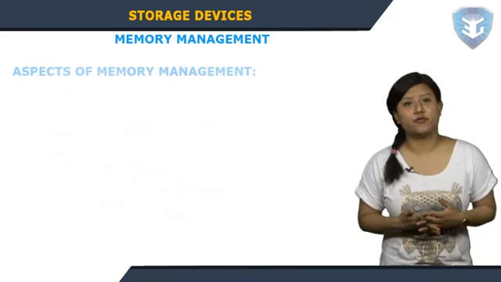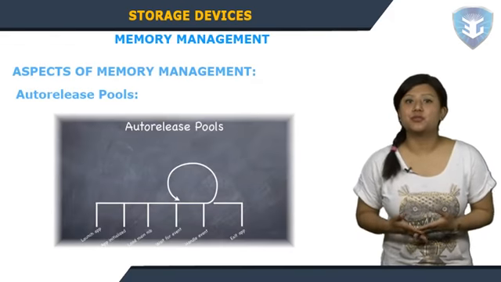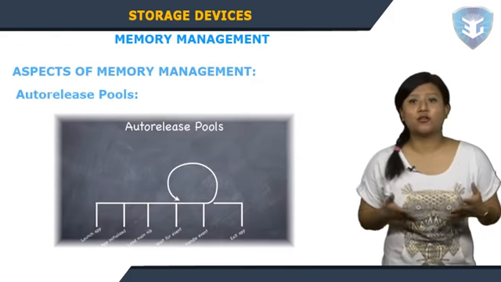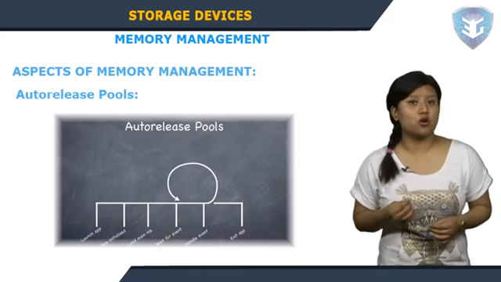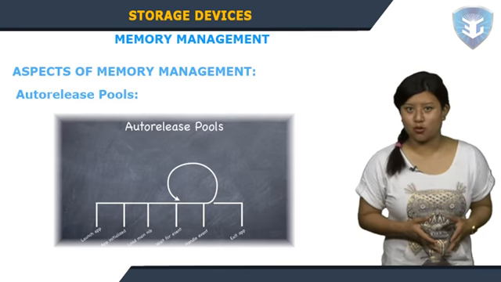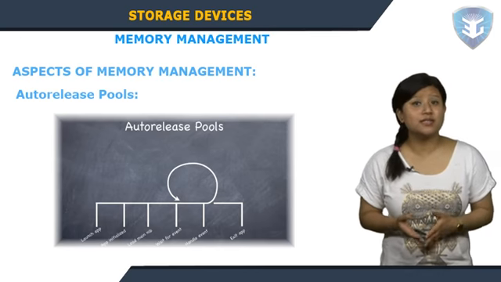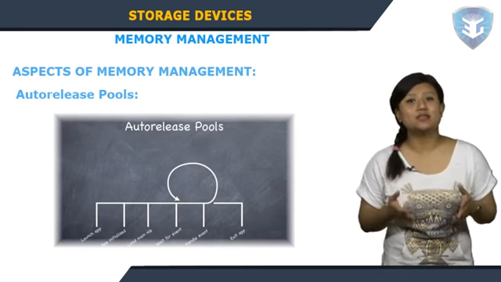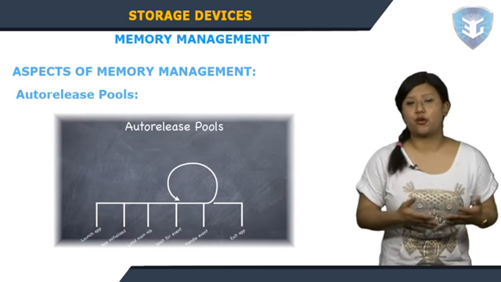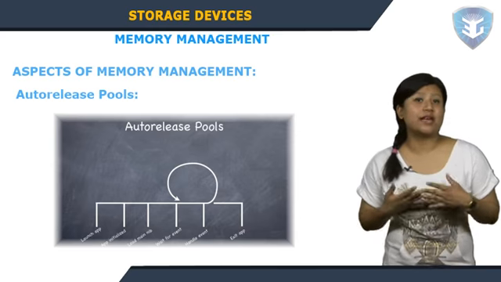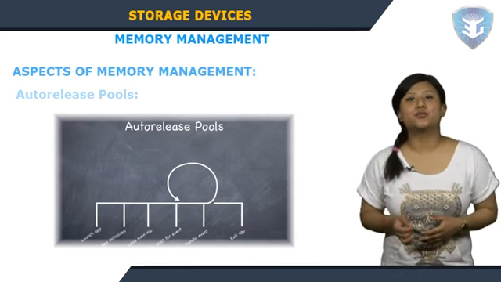The aspects of memory management. Autorelease pools. Sending autorelease to an object marks the object for later release, which is useful when we want the released object to persist beyond the current scope. Autoreleasing an object puts it in an autorelease pool, an instance of NSAutoreleasePool, which is created for an arbitrary program scope. When program execution exits that scope, the objects in the pool are released.